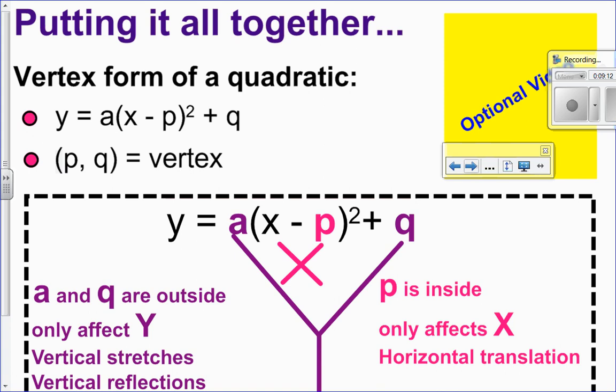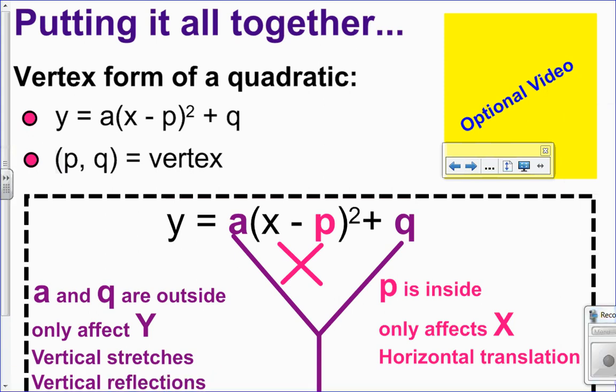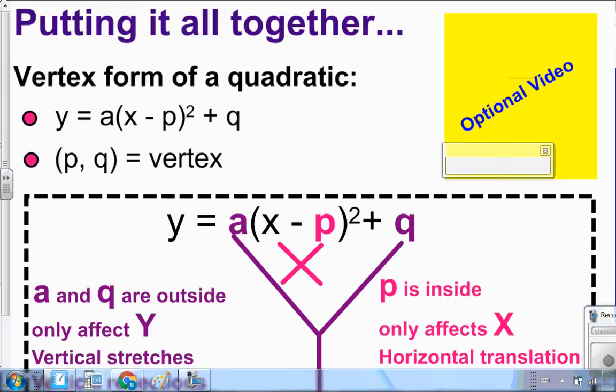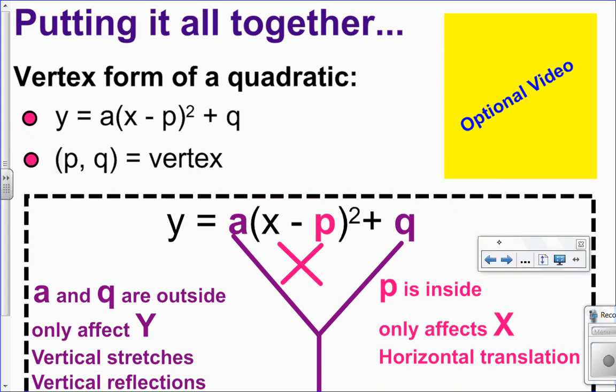So what I want to do is put this all together for you. And we're going to focus on this more in the part 2 video for 3.2. The vertex form of a quadratic is a times (x minus p) squared plus q, where p and q are the vertex. That is super important that you guys catch on to this, because if I'm moving something left or right, up or down, that's affecting my vertex.